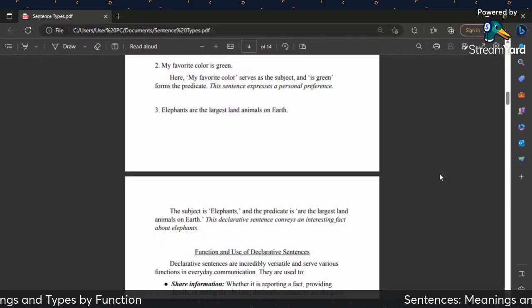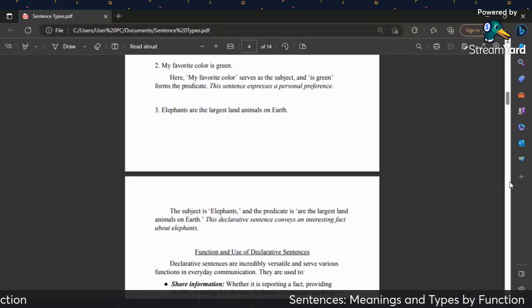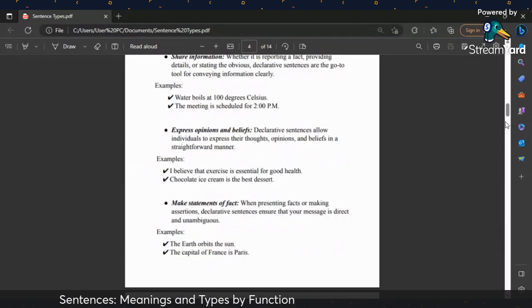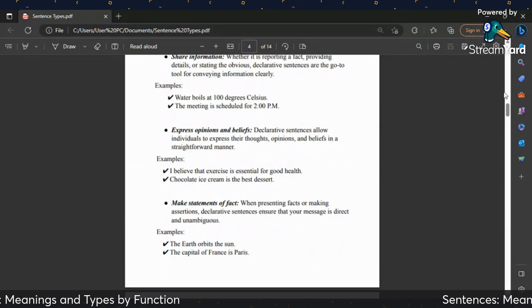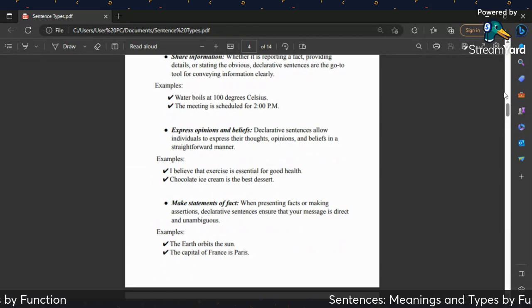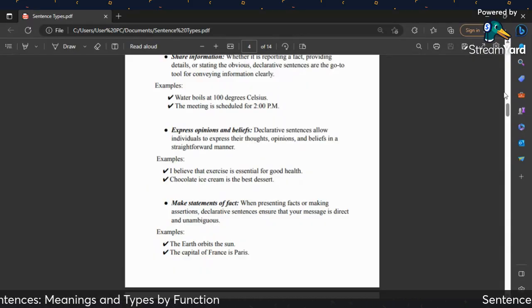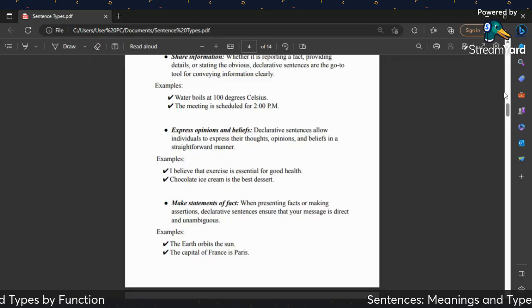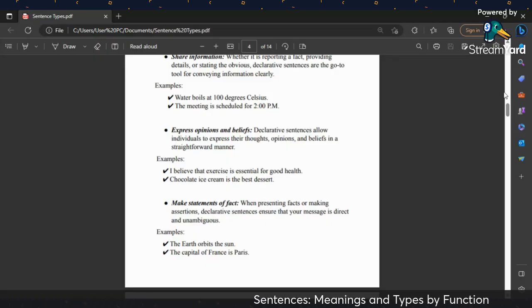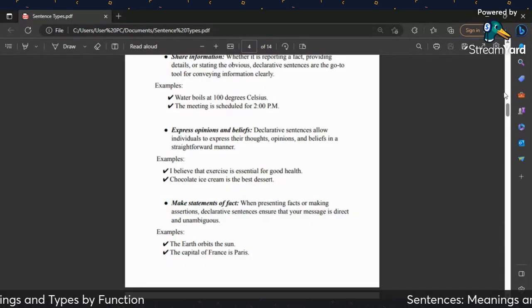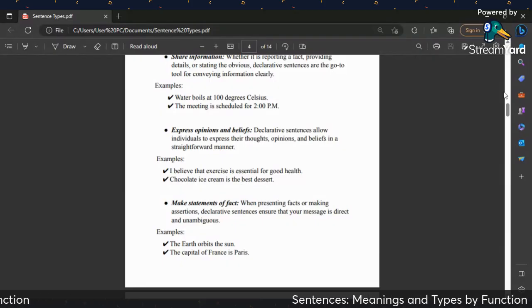So, moving on, I don't want this video to be too long. So the function and the usage of declarative sentences. The first one, we use declarative sentences to share information. Whether you are reporting a fact, providing details, or stating the obvious things happening, declarative sentences are your go-to to convey your information clearly. Water boils at 100 degrees Celsius. The meeting is scheduled for 2 p.m. That is it. It helps us to share information.